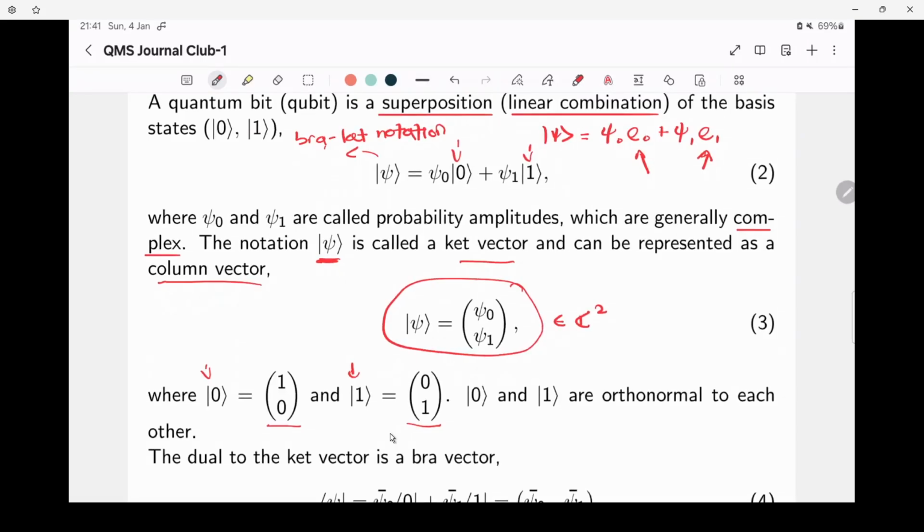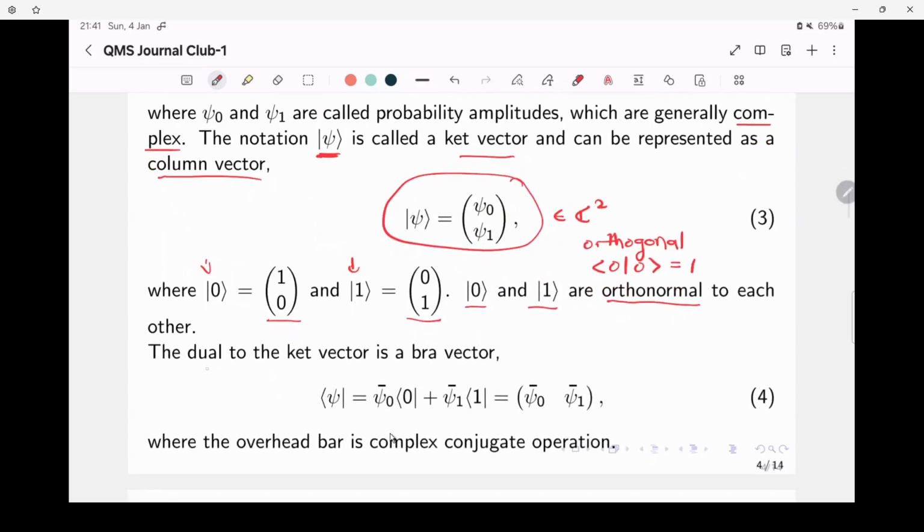One thing for you to note is that these two ket vectors are orthonormal to each other. What it means is that they are orthogonal, and if you perform the inner product, which I will explain later, that will be equal to 1. So that's the definition of orthonormality.